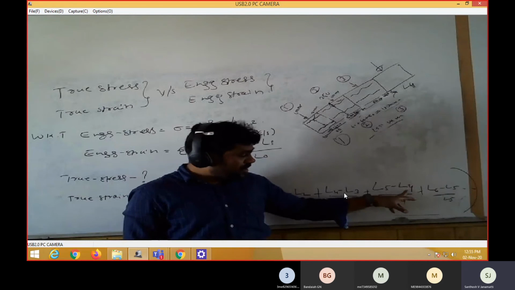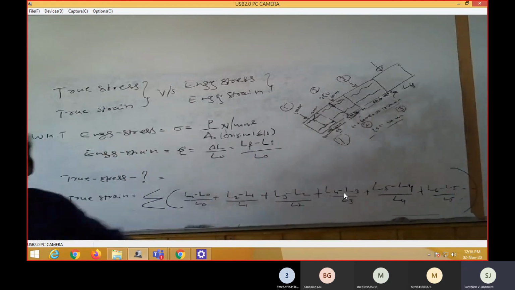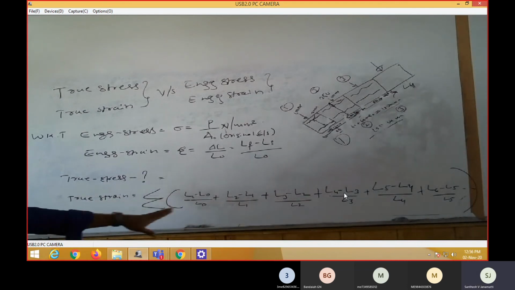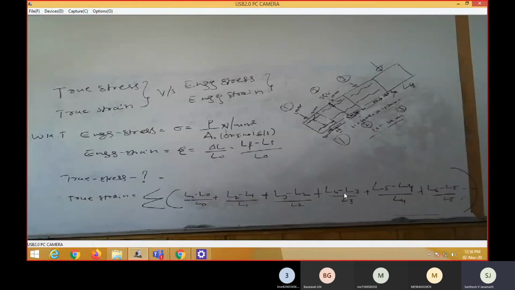L5 is the change in length with respect to L4. This is the sum of the instantaneous changes in the length. But this summation is very big, a bigger formula. So we will reduce this; there is a small derivation.